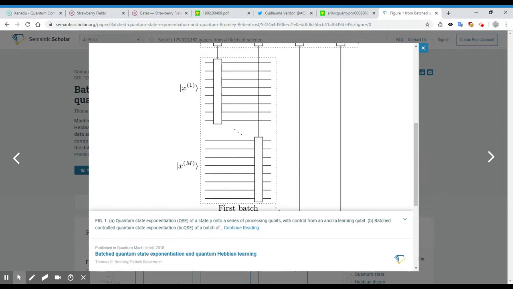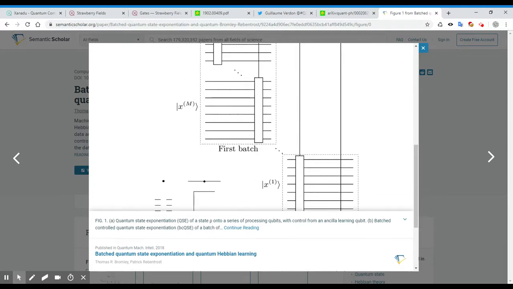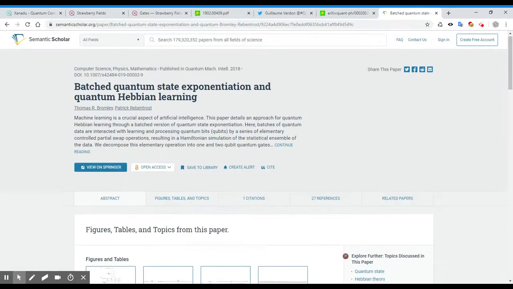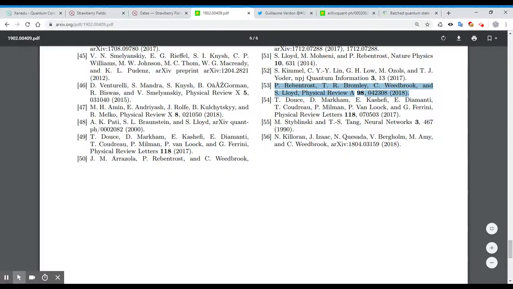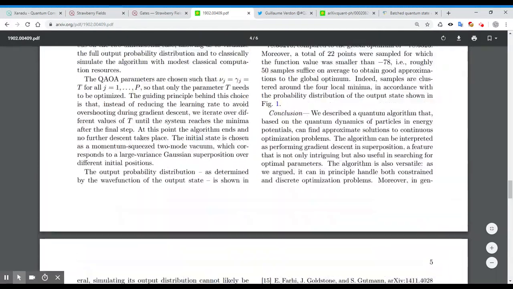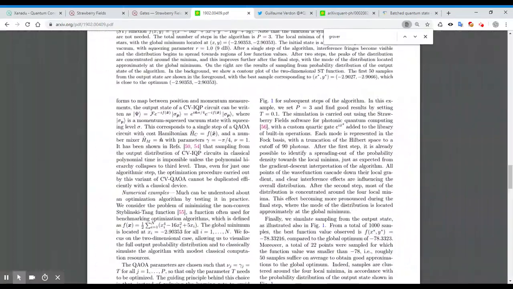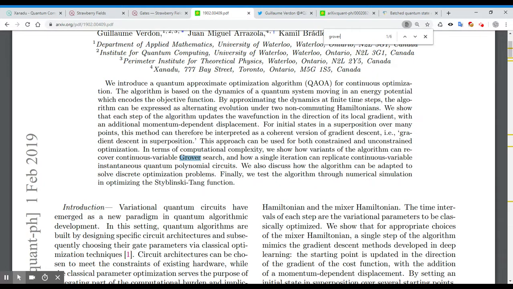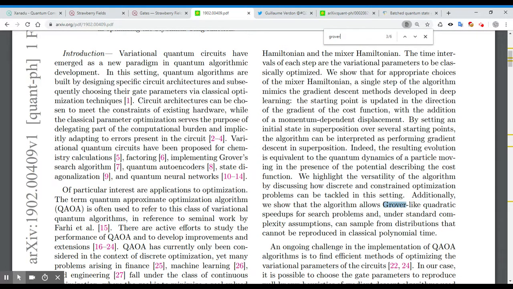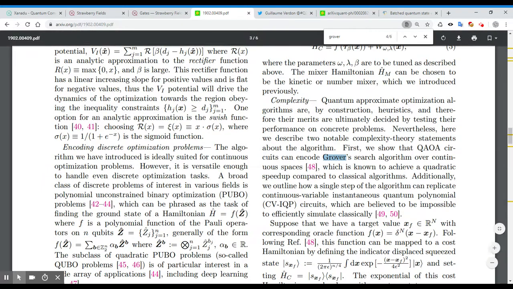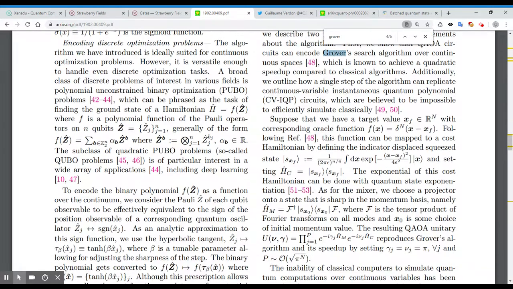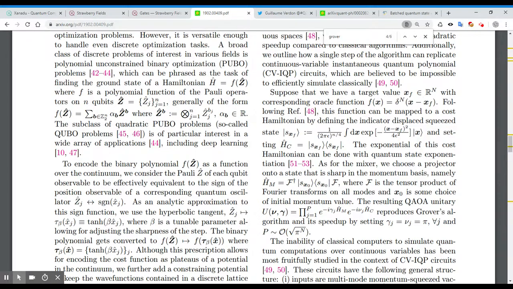Exponentiation, processing qubits. Well, that is going to be tough. What the? So, Grover. So I need to build that somehow.